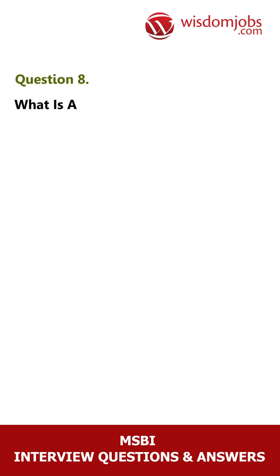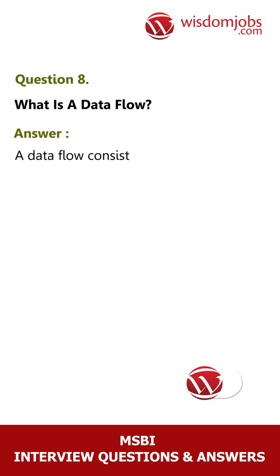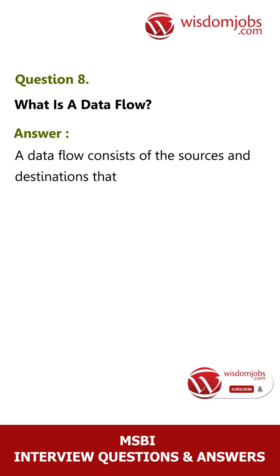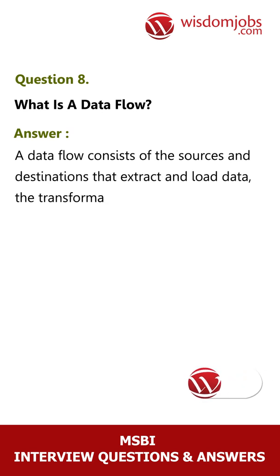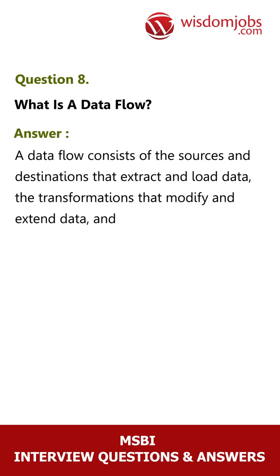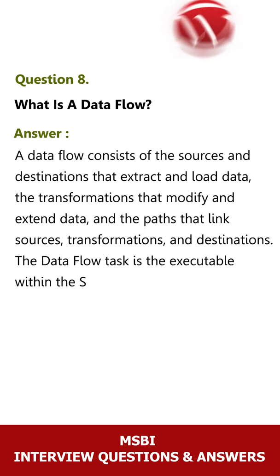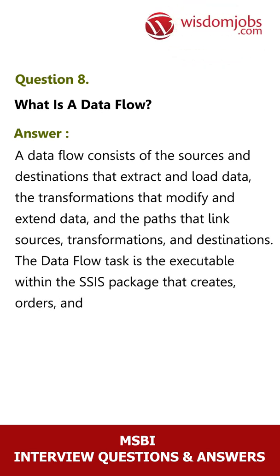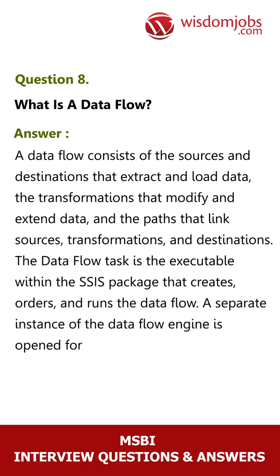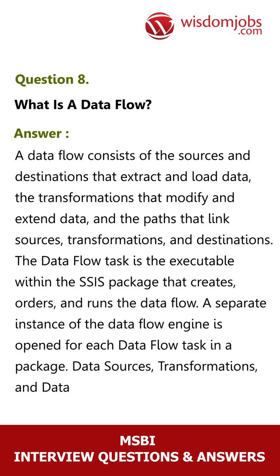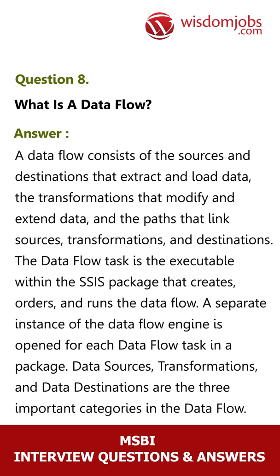Question 8. What is a data flow? Answer. A data flow consists of the sources and destinations that extract and load data, the transformations that modify and extend data, and the paths that link sources, transformations, and destinations. The data flow task is the executable within the SSIS package that creates, orders, and runs the data flow. A separate instance of the data flow engine is opened for each data flow task in a package. Data sources, transformations, and data destinations are the three important categories in the data flow.